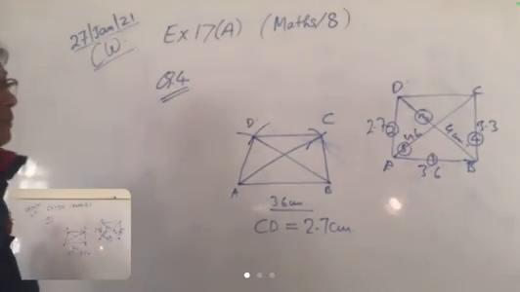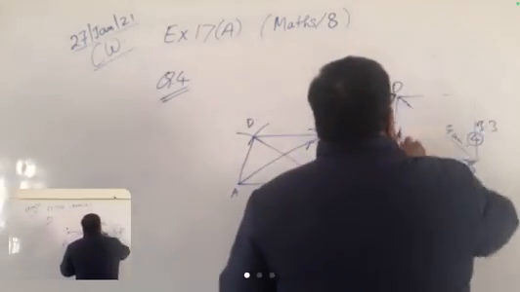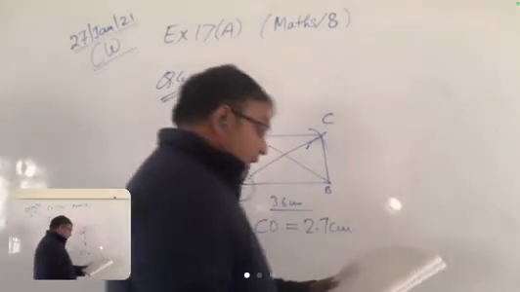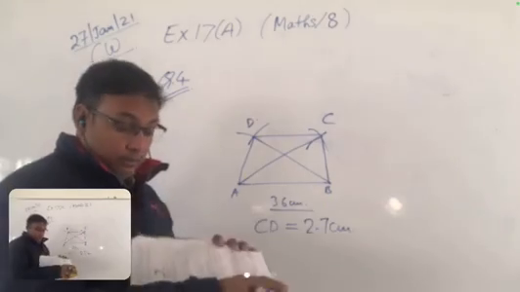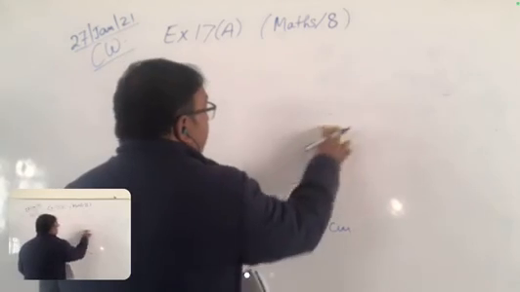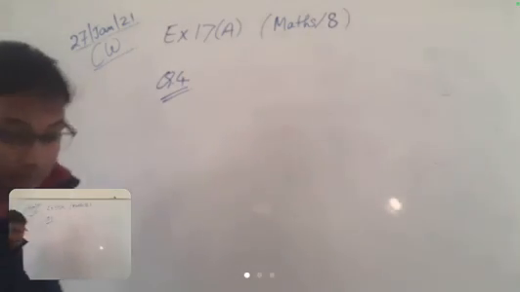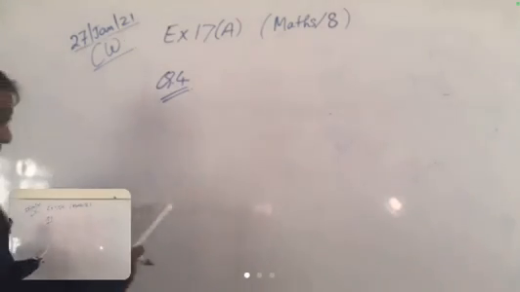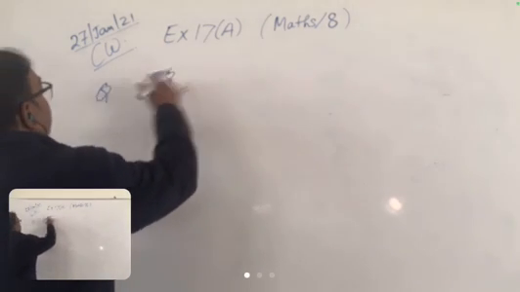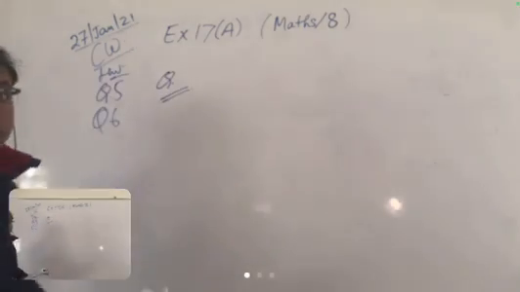Done? Can I start? Now the question number 5 and 6. You can do your own because this is based on the diagonal only. Question number 5 and 6. And from the question number 7, there is a different construction. So question number 5 and question number 6 is your homework. Please mark this question number 5 and 6.